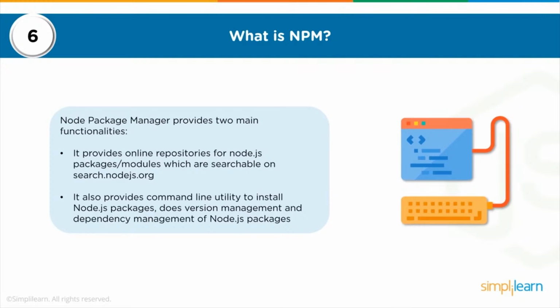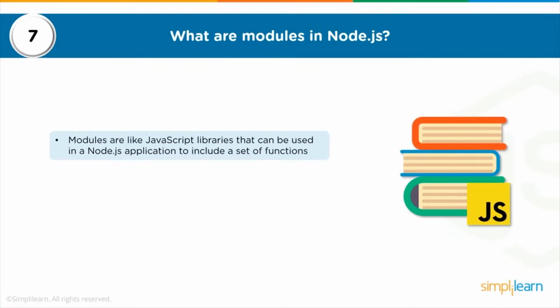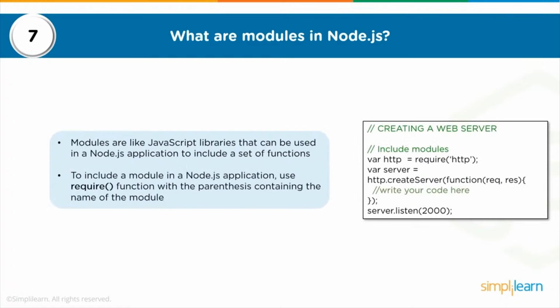I use VS Code a lot, Visual Studio Code, and it has a command line utility built right into it that allows me to interact with NPM. So what are some of the modules in Node.js? Modules in Node.js are essentially like JavaScript libraries. So you can think of some of the JavaScript libraries that you may have used. The functionality is somewhat the same, but they're designed for Node.js and to run on the server. And there are ways in which you can create some of those modules.